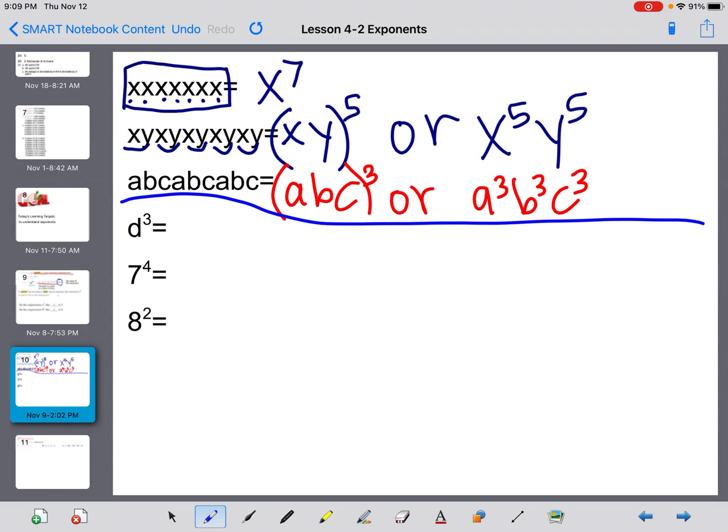Why do my slides not have boxes? That's a very good question. The next 3 examples want us to expand it out. This is the exponential form, it's called. We want to expand it out. Well, what does D to the 3rd mean? D times D times D. 3 D's.